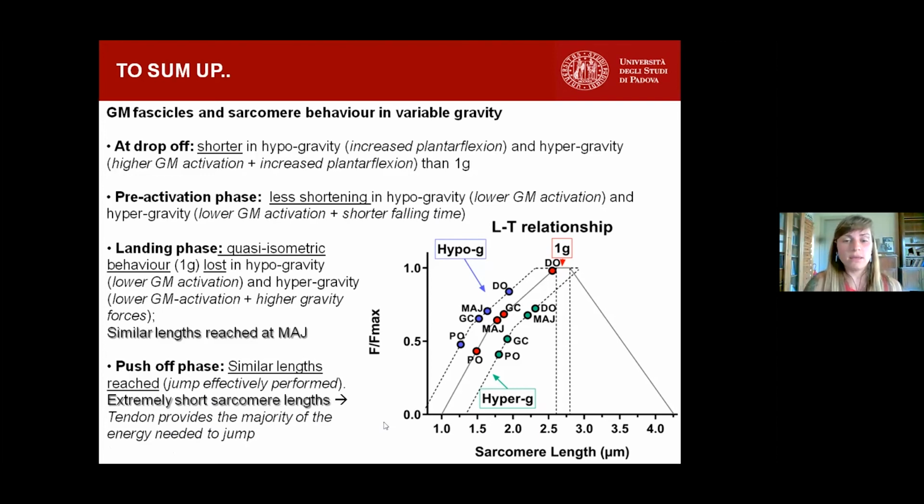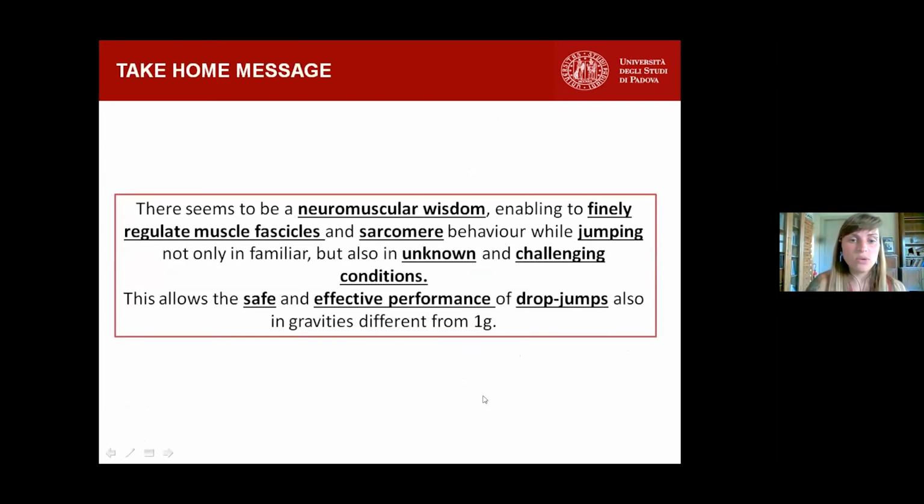And so my take-home message for this study would be that there seems to be some kind of neuromuscular wisdom that enables to regulate finally muscle fascicles and, as we estimated, sarcomere length during jumps, not only while we jump in a 1G condition, but also in a known and challenging condition. And this allows to safely and effectively perform drop jumps also when jumping in gravities different from 1G.